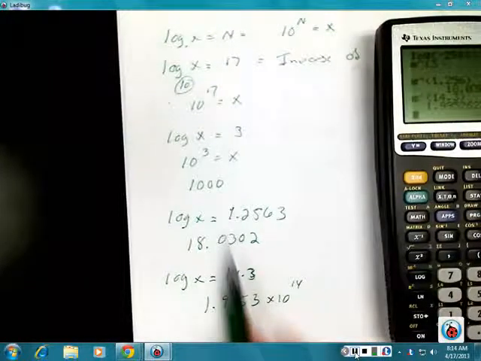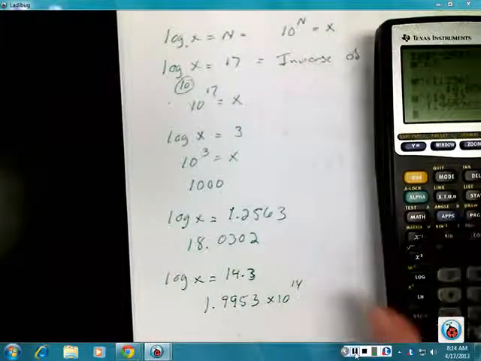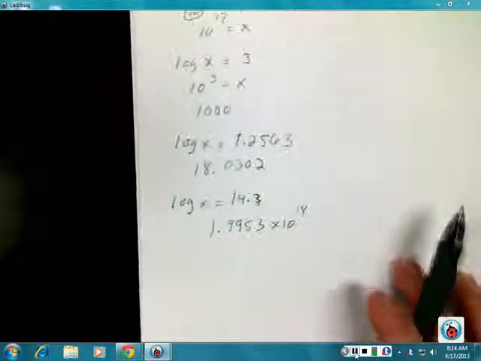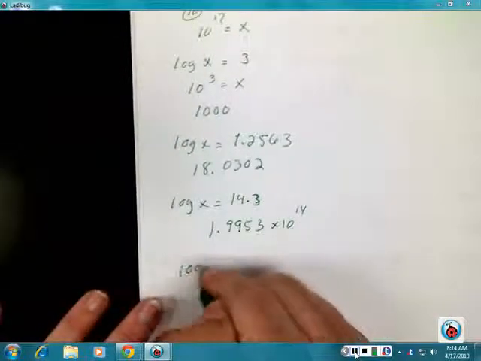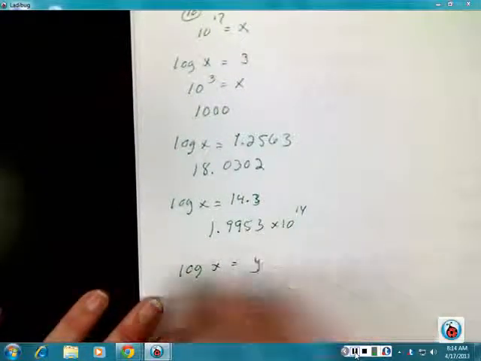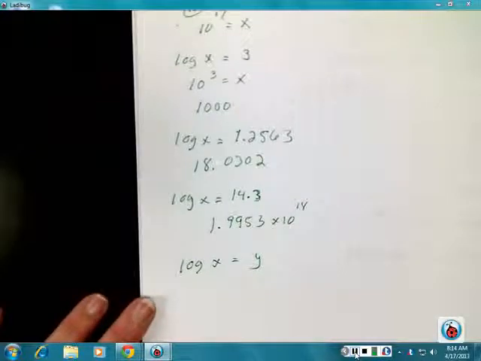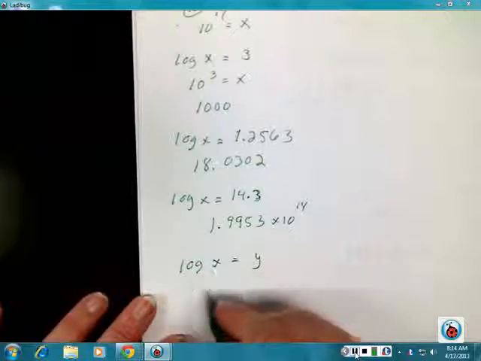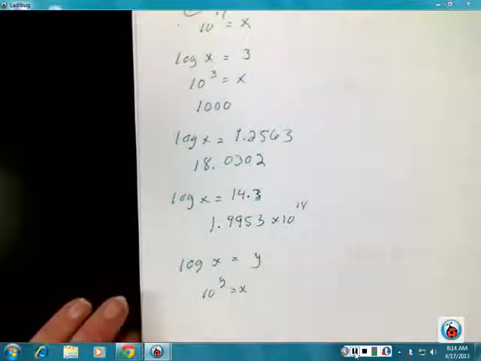Are we okay with these? We're going backwards and forwards with them. Now, sometimes they end up giving you something like log x equals y. If you have this situation, there isn't much I can solve with it. So the only answer that I can give is 10 to the y is equal to x.